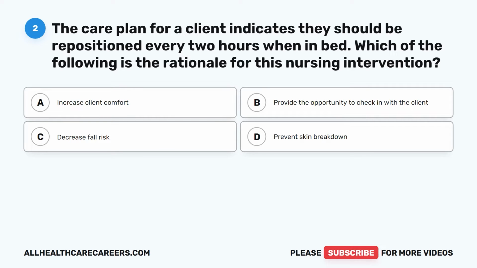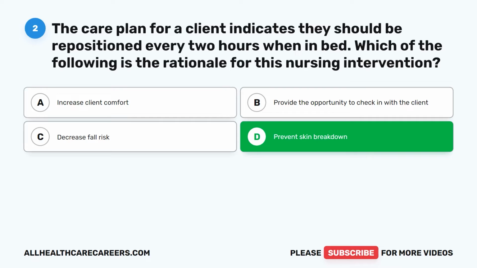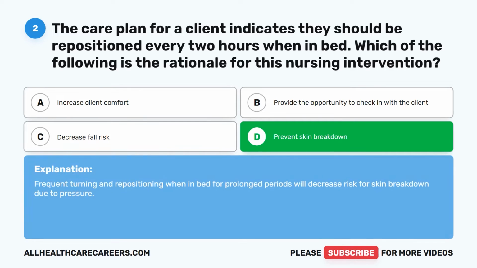Question 2. The care plan for a client indicates they should be repositioned every 2 hours when in bed. Which of the following is the rationale for this nursing intervention? A. Increase client comfort. B. Provide the opportunity to check in with the client. C. Decrease fall risk. D. Prevent skin breakdown. The correct answer is D. Prevent skin breakdown. Frequent turning and repositioning when in bed for prolonged periods will decrease risk for skin breakdown due to pressure.